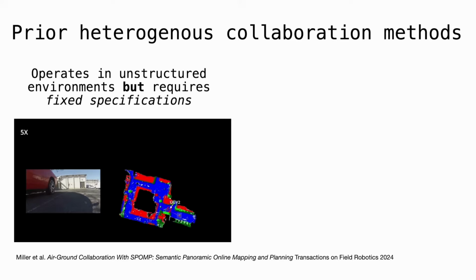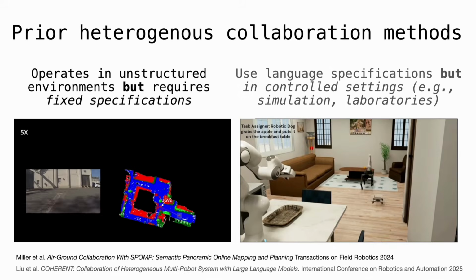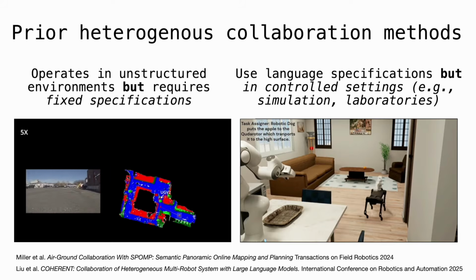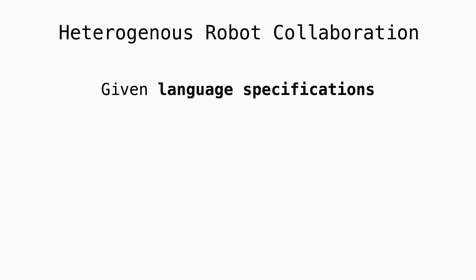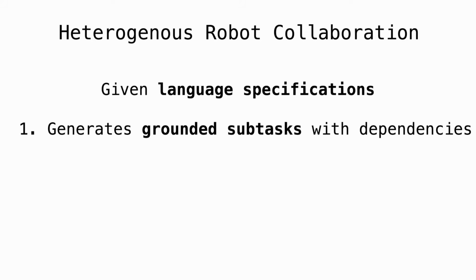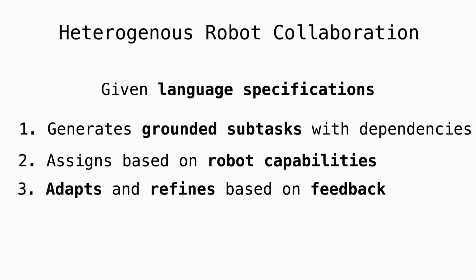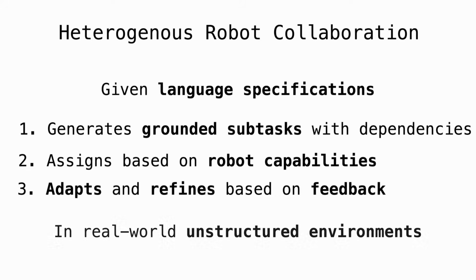Prior work in this vein either operates in unstructured environments but requires fixed specifications, or uses language specifications but only in controlled settings. We bridge this gap via a method for heterogeneous robot collaboration that, given language specifications, generates grounded subtasks, assigns these subtasks to robots based on capabilities, then adapts and refines its plan based on feedback acquired online, enabling operation in real-world unstructured environments.